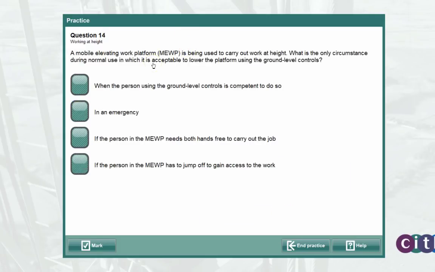A mobile elevating work platform, MEWP, is being used to carry out work at height. What is the only circumstance during normal use in which it is acceptable to lower the platform using the ground level controls? When the person using the ground level controls is competent to do so. In an emergency. If the person in the MEWP needs both hands free to carry out the job. If the person in the MEWP has to jump off to gain access to the work.